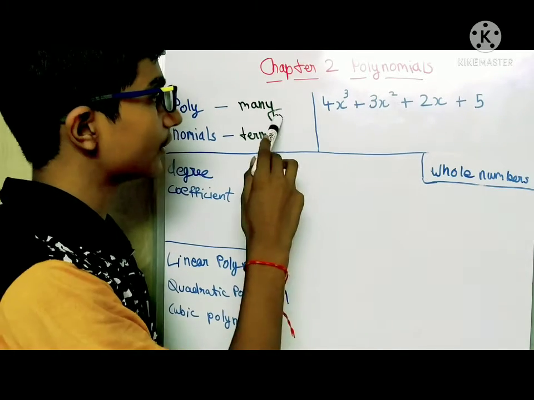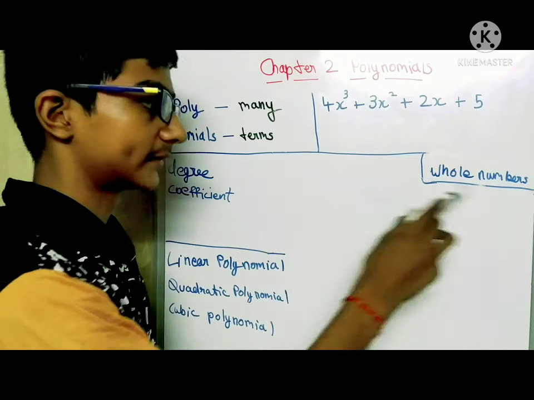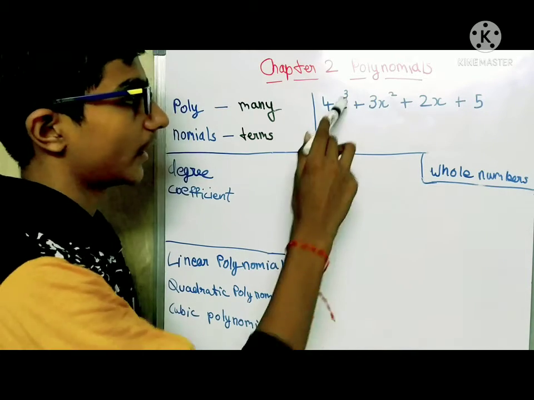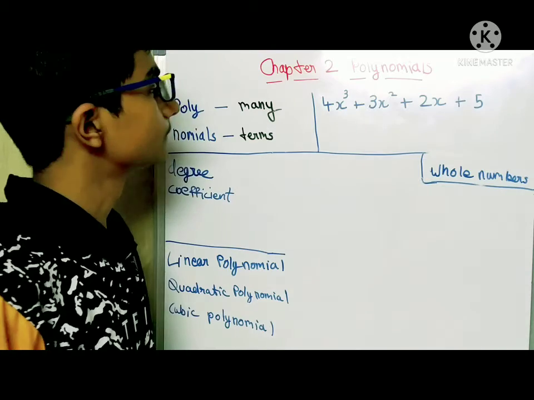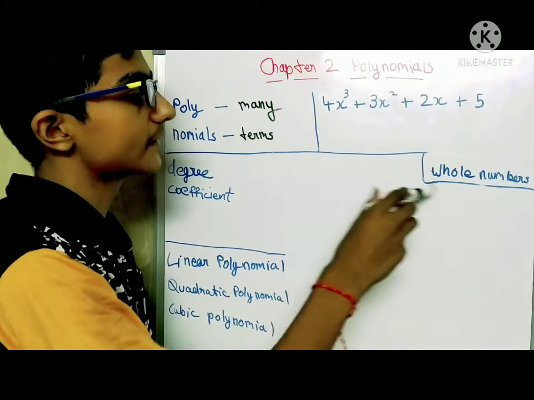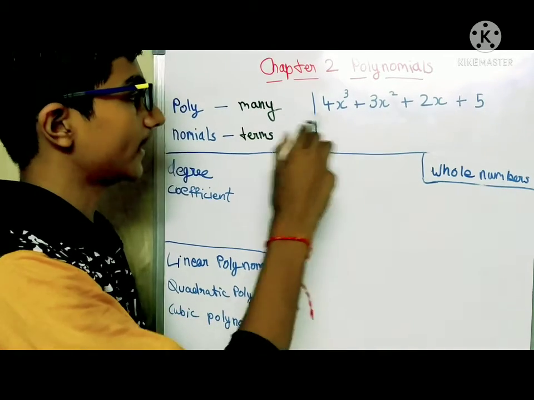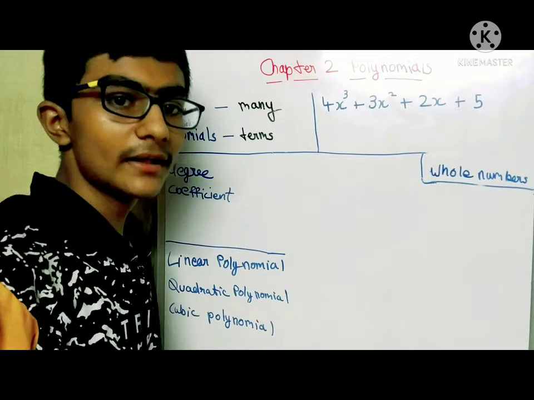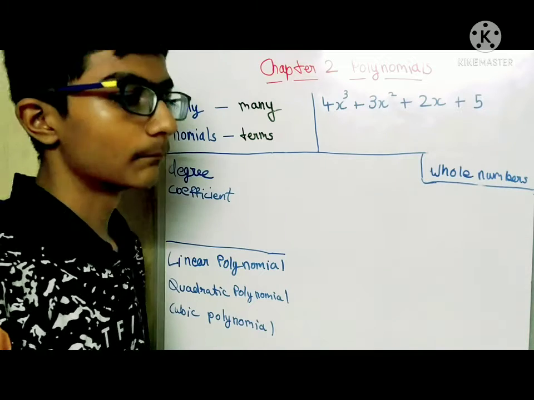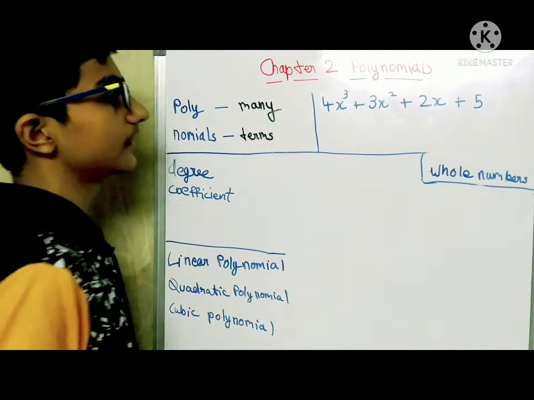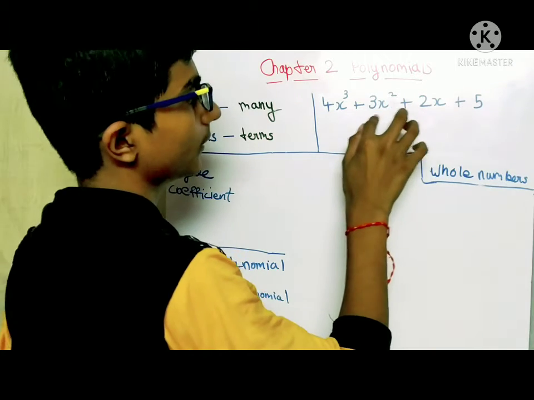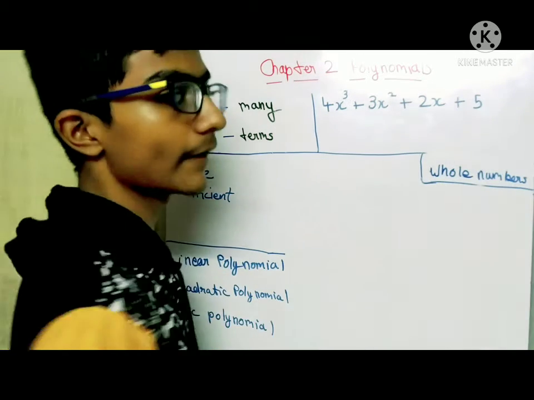If that equation has many terms plus the power, as you already know what power is, the equation has its power as a whole number and has many terms. Many terms means more than one term. So now can we say that 4x cube plus 3x squared plus 2x plus 5 is a polynomial?